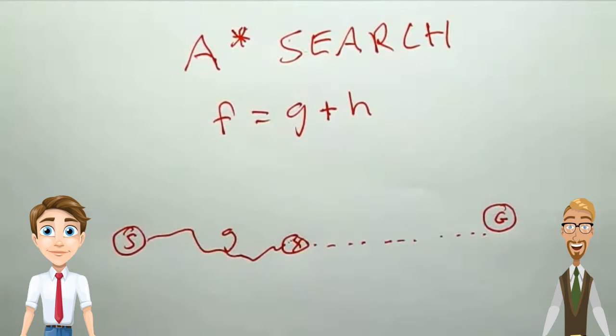The first line is A-star search. The second line is f equals g plus h. At the bottom, the figure shows a starting state S on the left and the goal state on the right. There's a state x in the middle and a path connecting S and x. The cost of this path is g. There's a dotted line between x and the goal.